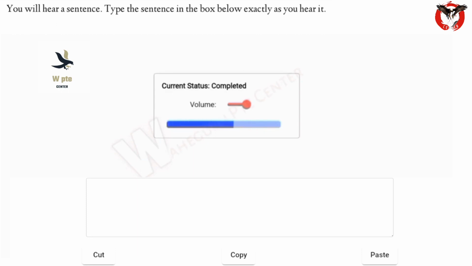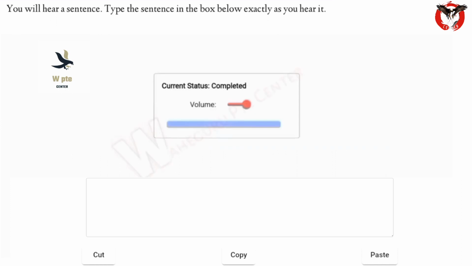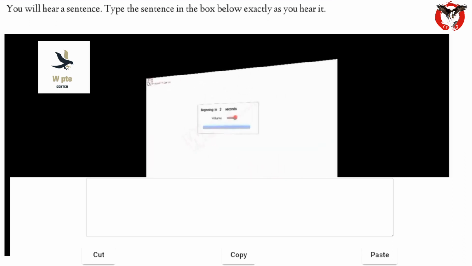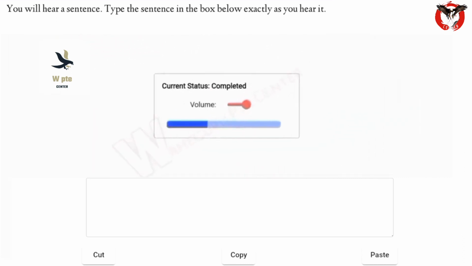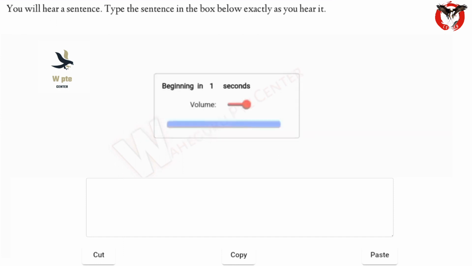Studies show that air pollution can trigger heart attacks, strokes, and worsen heart failure. The student is responsible for the correct and complete registration for the exam. The cafeteria will only serve cold meals on Friday this week. The synopsis contains the most important information.